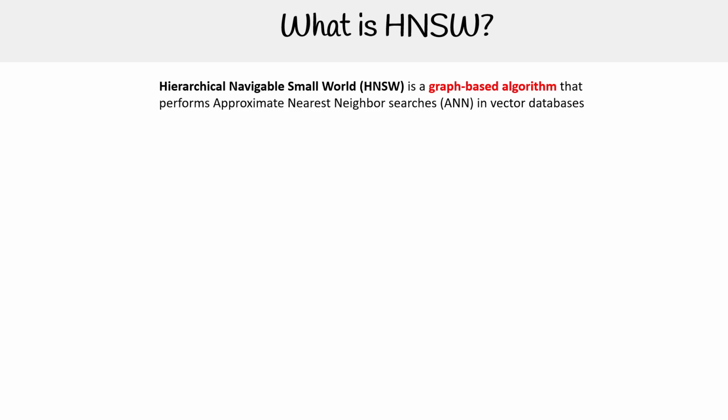So HNSW stands for Hierarchical Navigable Small World, and it's a graph-based algorithm that performs ANN searches in vector databases.